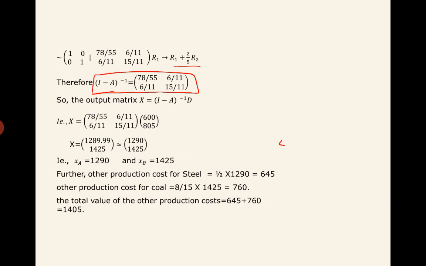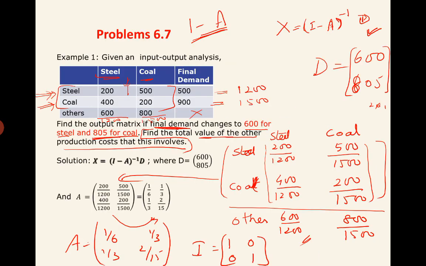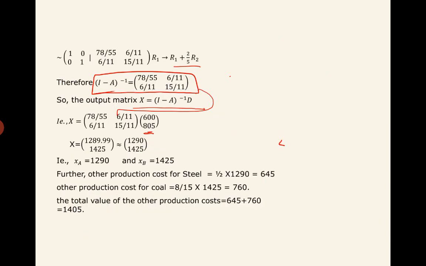Now the final step is this one. X is the inverse matrix, which has been written here, times the D matrix from the first page, 600 and 805. So that is the demand matrix given in the problem. Go back to the question, you'll find 600 and 805 as a new demand. So when the demand matrix is known, multiply it with I minus A whole inverse.